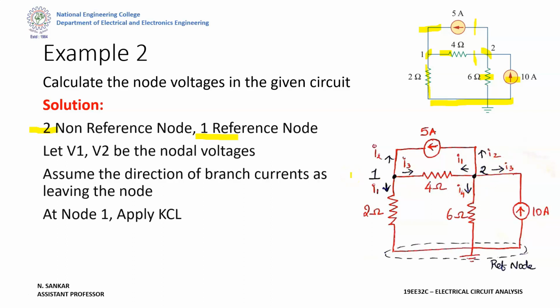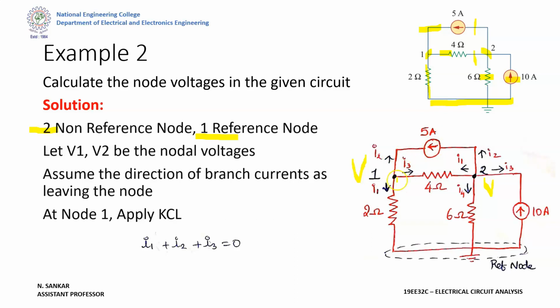Now apply KCL at node 1. So I1 plus I2 plus I3 is equal to 0. Here I1 is nothing but, the nodal voltage we consider V1 and here it is V2. I1 is equal to V1 by 2. Similarly, I2 is equal to 5 ampere, but the direction is opposite. So this is leaving the node, but here it is entering the node. Both are opposite direction. That's why minus 5 ampere.